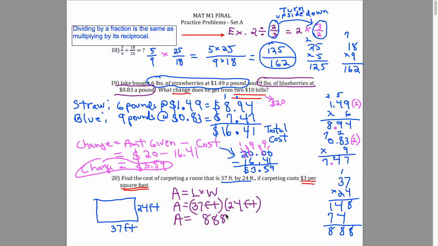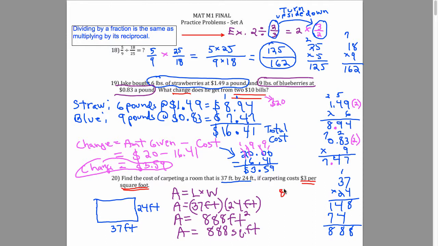888. Now here you have feet times feet. So that's going to be feet to the second power. And you pronounce that as square feet. So you can write it either in this way, or you can write the area with the word square. I'll abbreviate here, 888 square feet. But now we know that the size of our room is 888 square feet. Each square foot, we're told, is $3. So to figure out the total cost, we're going to have to multiply.